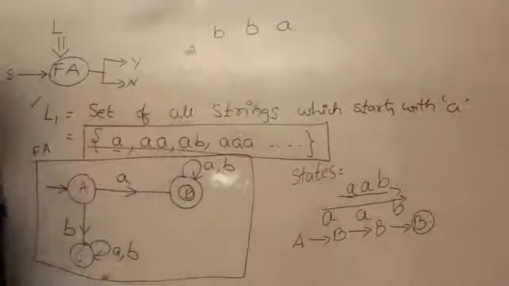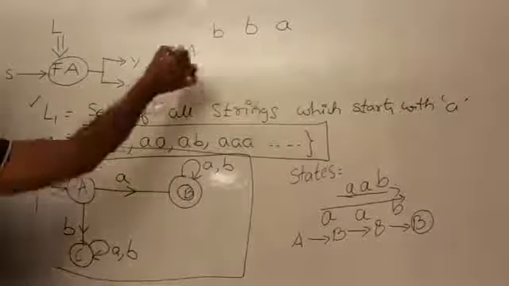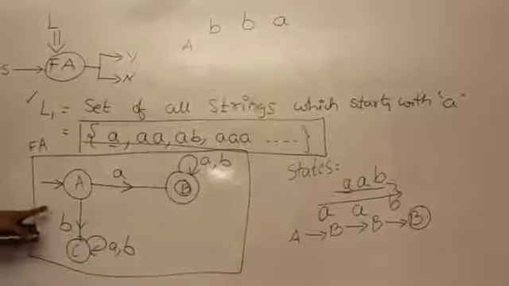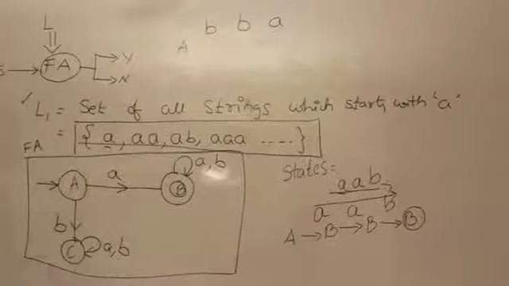Is this string in the language? No, right? Why? Because it is not going to start with b. So what should happen? This finite automata should say that this string is not in the language.